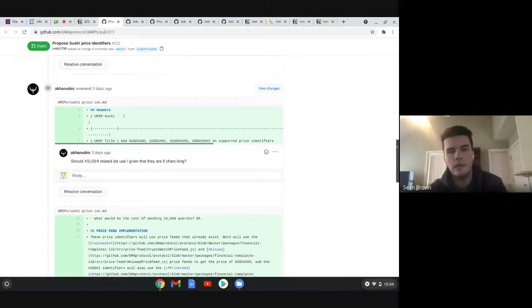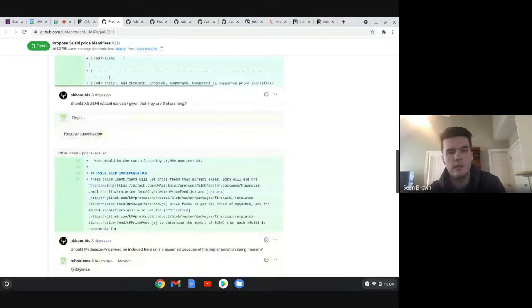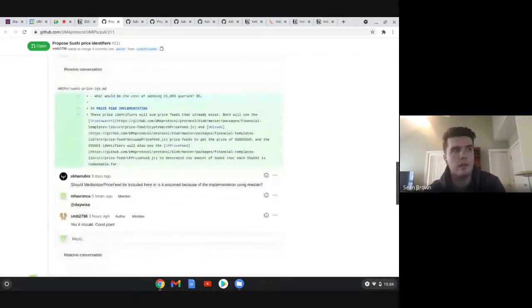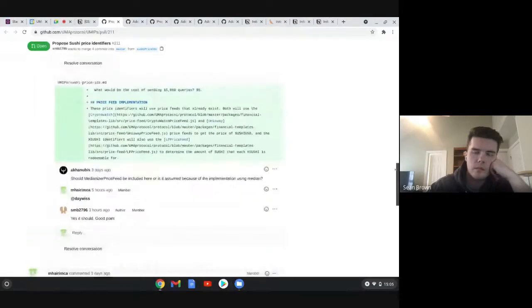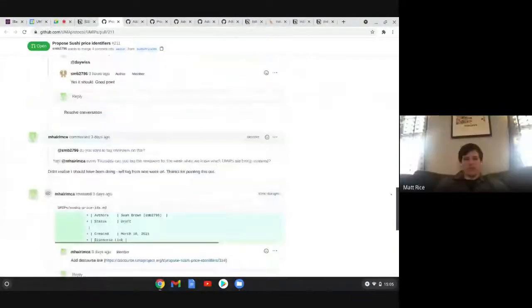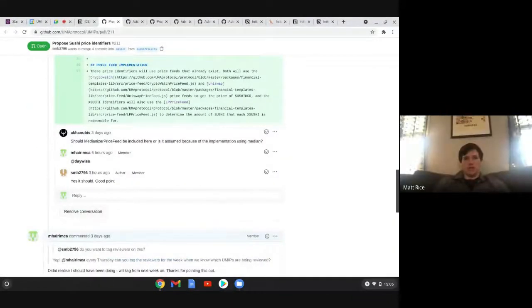This would be for Matt and Chris: if we could support the xSUSHI price identifiers out of the box, because it requires basically determining how much sushi is locked in the xSUSHI contract to get the price of xSUSHI. And if we could support that from a price feed standpoint. Because it's a wrapper? Yeah. Is it like a ratio? Yeah, it's like a ratio.